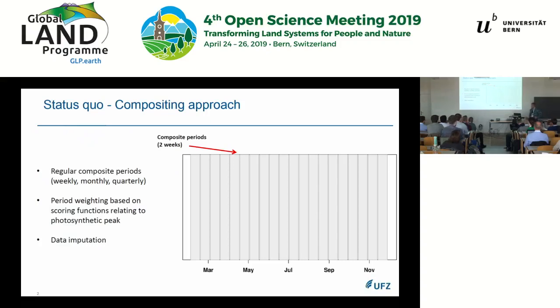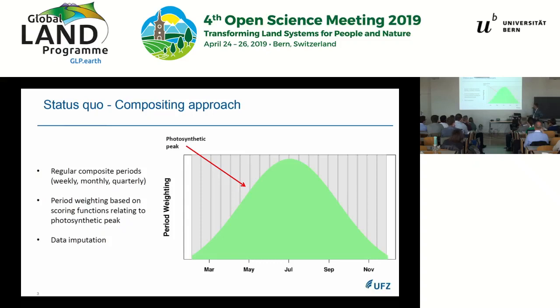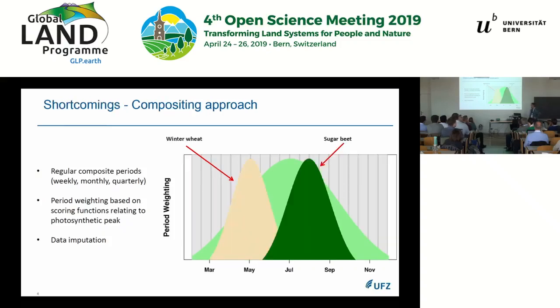So standard approaches employ a regular compositing period, as you can see here, 2 weeks, for example. And the weighting of these periods is usually related to scoring functions which relate to the main photosynthetic peak of the vegetation. However, if you classify land use or crop types, these might actually substantially deviate from that mean peak. And even if you want to discriminate those two, there could also be other time periods important which are not contained in this main period.